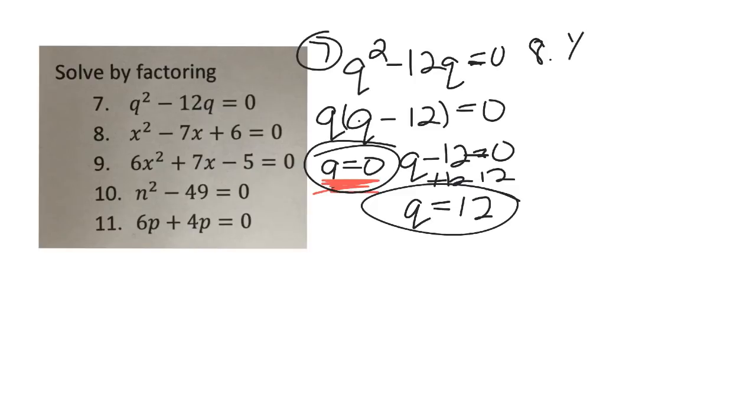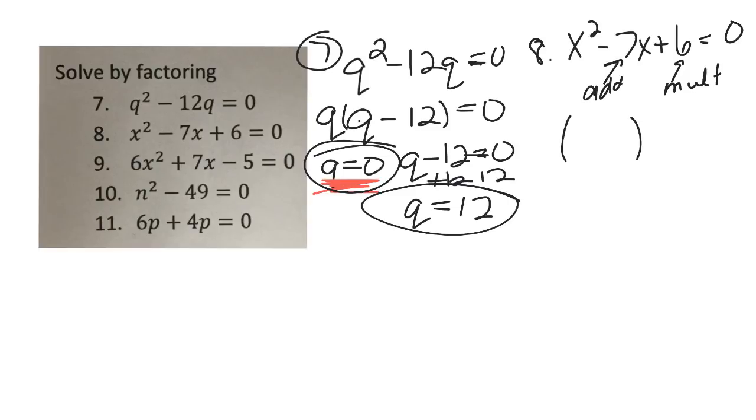Number 8, x squared minus 7x plus 6 equals 0. You're looking for two numbers that multiply to 6, because I have a coefficient of 1, and add to negative 7. And when we do that, we get -1 and -6. -1 plus -6 is -7. -1 times -6 equals positive 6. So my x is equal to 1 and 6.